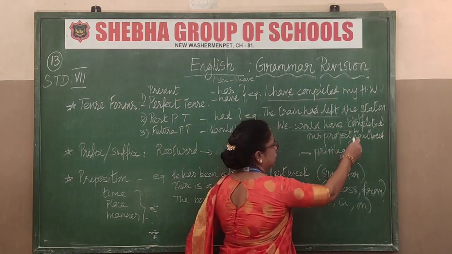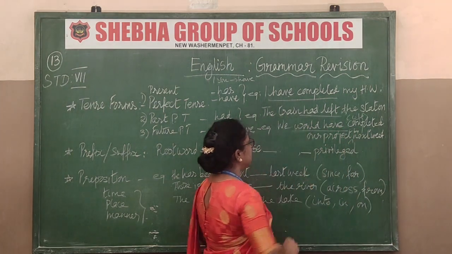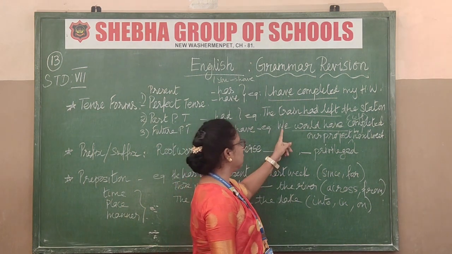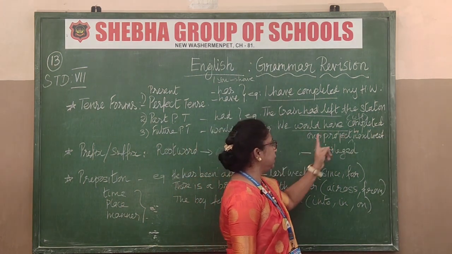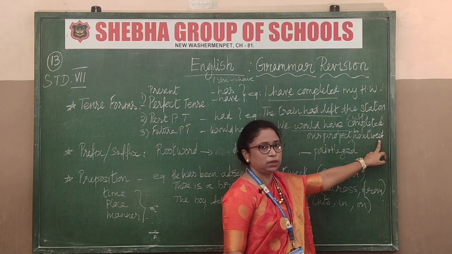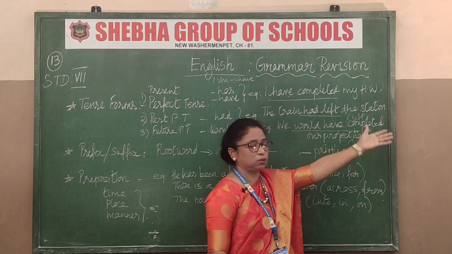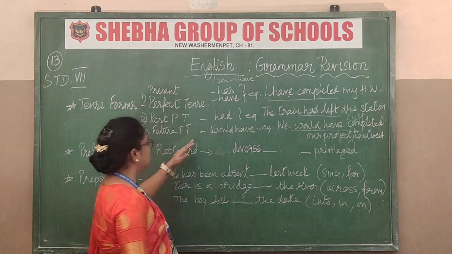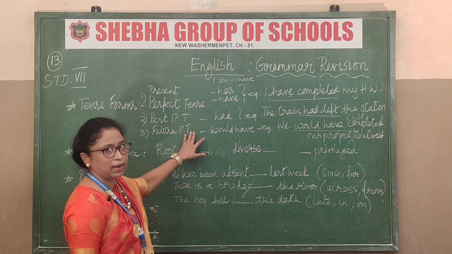Or next, we would have, see, we dash, again complete will be given in a bracket. How must you write it? The question is, write the future perfect tense. So what is the answer? We would have completed our project by next week. Next week itself will tell you about the future tense. Next week is going to happen in the future. Okay, that is it. So that is over.